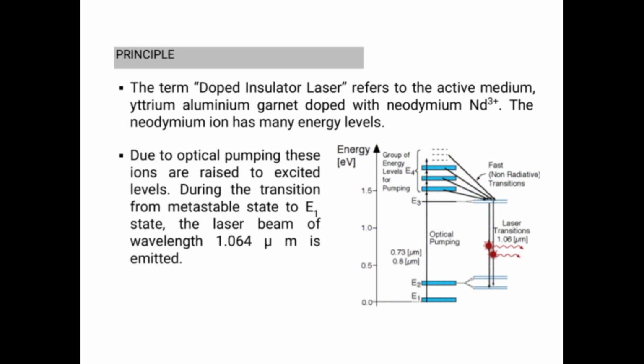The figure shows the four levels of the laser. In the beginning itself we said it is a 4-level laser system. So there are 4 levels, that is E1, E2, E3, E4.